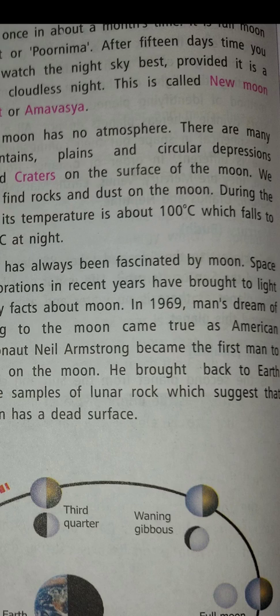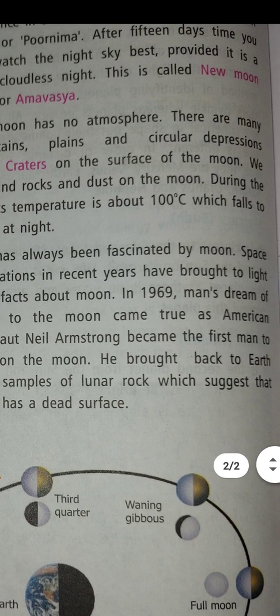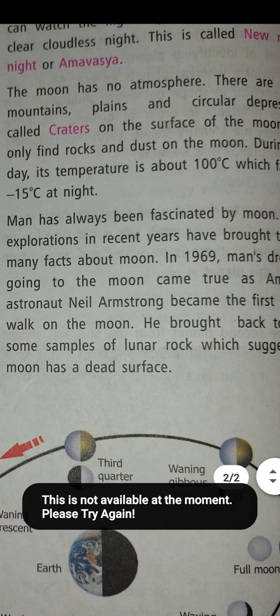In 1969 man's dream of going to the moon came true. An astronaut, Neil Armstrong, became the first man, and he was an American. He became the first man to walk on the moon. He walked on the moon.